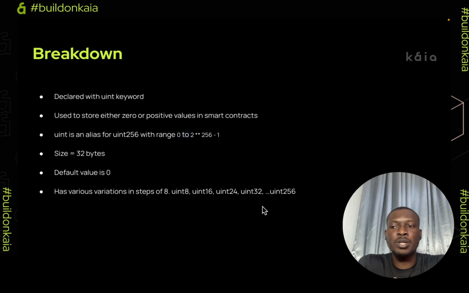Usually whenever you're trying to store token balances or even the token amount, you use uint most of the time. And uint is an alias for uint256 with a range of 0 to 2 raised to the power 256 -1. Wherever you see uint, it also means uint256, meaning that you can store 256 bits of data.